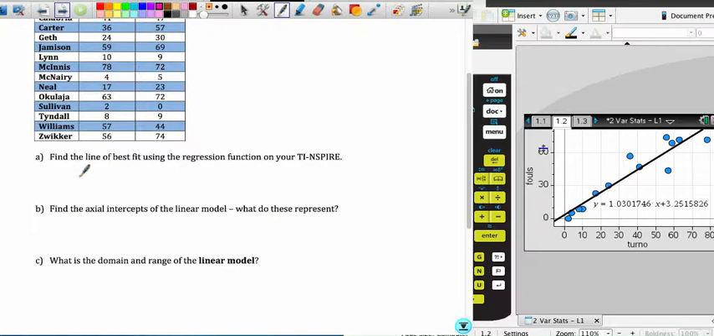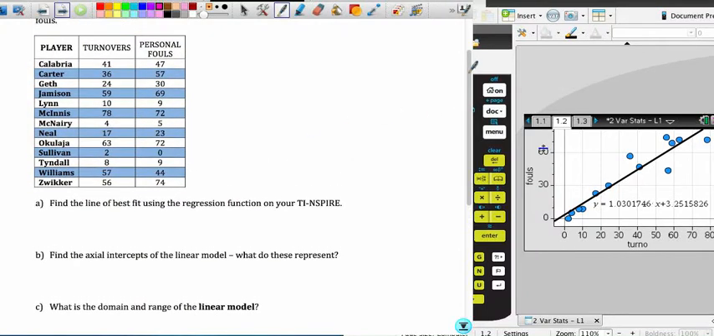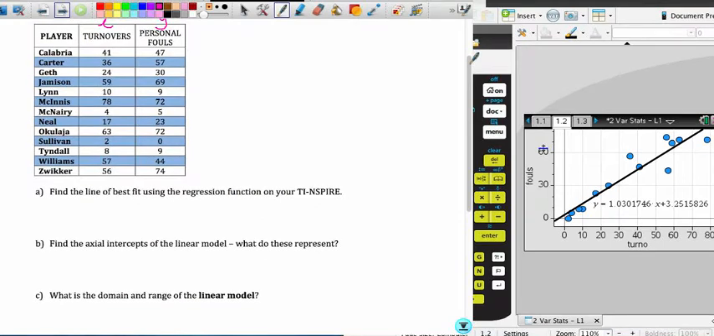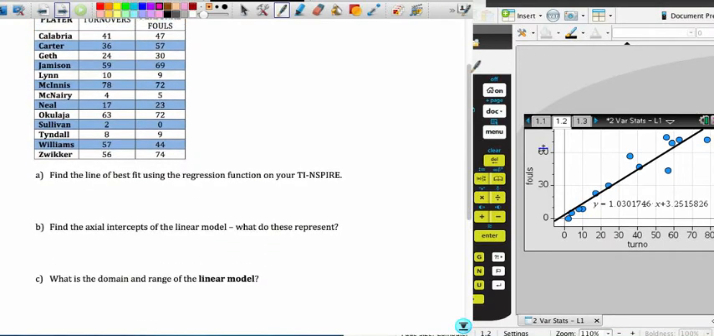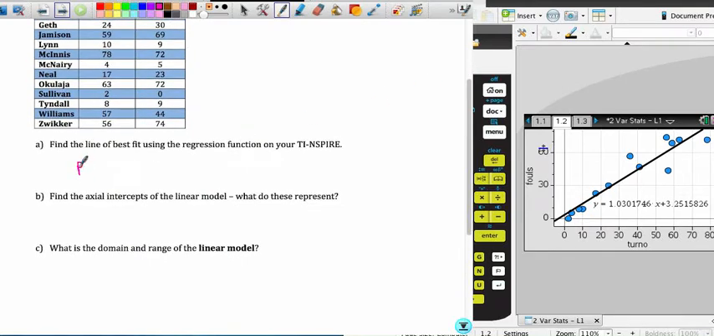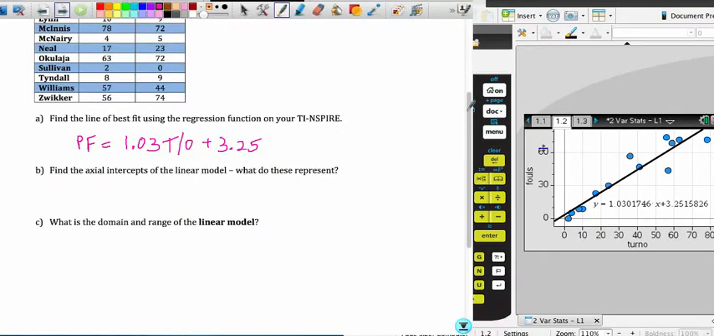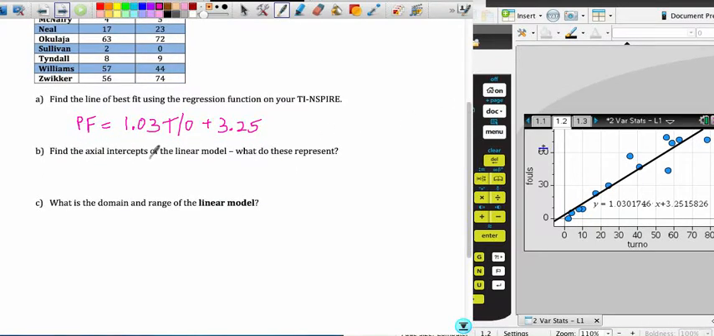So in this case, we have y equals, y is our dependent variable. So in this case, personal fouls are y, and turnovers are x, because x is independent. It's the turnovers which cause the fouls and not vice versa. And so what we can do is say personal fouls are equal to 1.03 multiplied by the number of turnovers plus 3.25. So that would be the regression function, our linear regression function, and now we're going to use that to answer the next couple of questions.